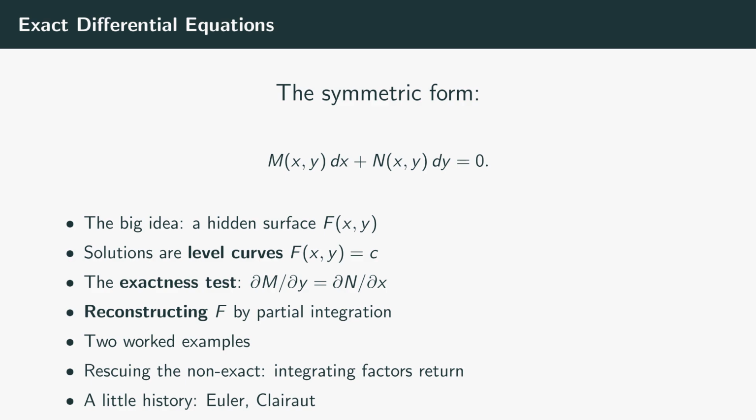We will learn a single partial derivative test that tells us instantly whether such a surface exists. Then we will reconstruct the surface itself, write the solution in one line, work two examples, and finally rescue the equations that fail the test by reviving the integrating factor in a brand new disguise. We close with a little history from Euler and Clairaut.